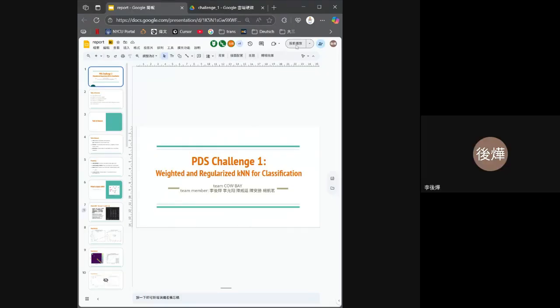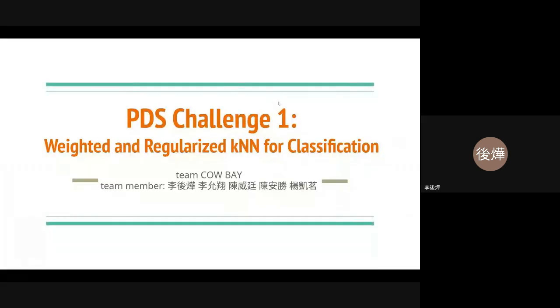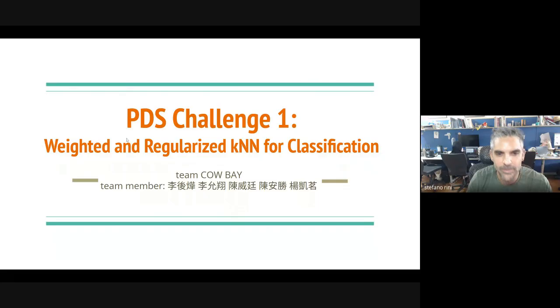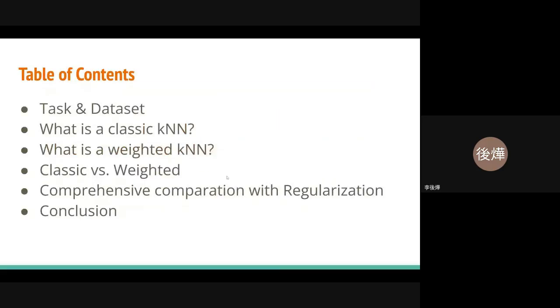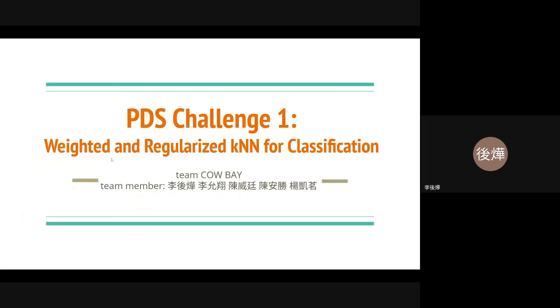Okay, so let me start the presentation now. Can you guys see the screen? Team Cowbay. That is a famous tourist spot in Hsinchu. So we are group C, and we also created a name called Team Cowbay. I'm the group leader, Liu Ye, and we also got Lin Xiang, Chen Weiting, Sun Ansheng, Yang Kaiming in our group. So today we are going to tell you guys what we did in this challenge.